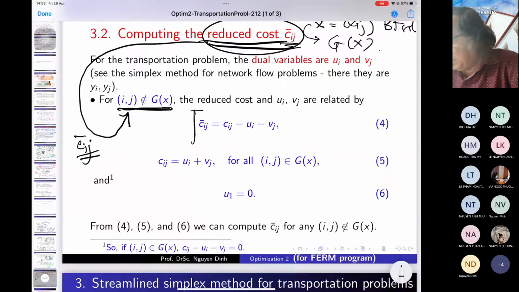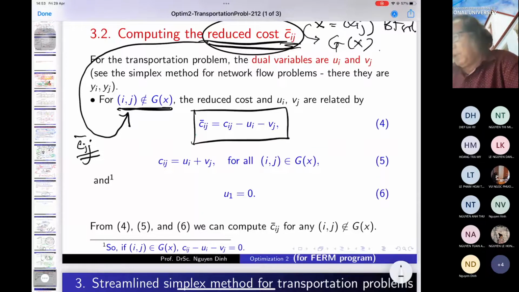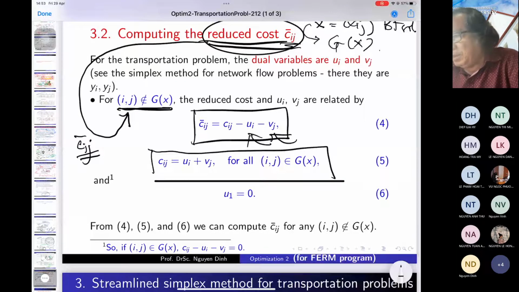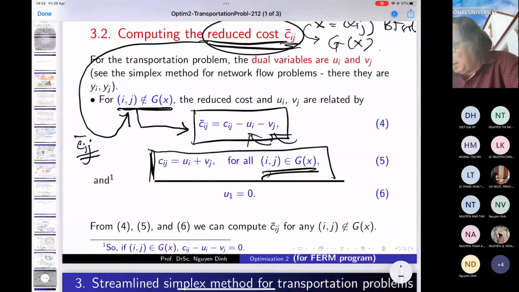Is that okay? And the formula we use is this: C bar ij is equal to Cij minus Ui minus Vj. And what are Ui and Vj? How do you find them? In order to find Ui and Vj, we have this formula. C bar ij is for ij not belonging to Gx, but for ij belonging to Gx, you find Cij equal to Ui plus Vj, together with this.